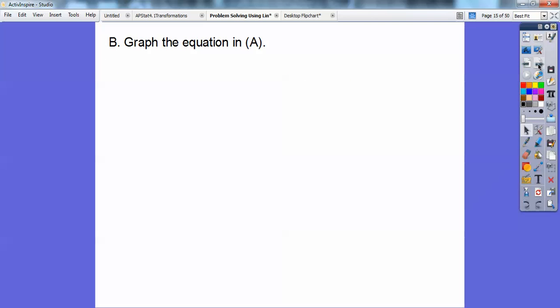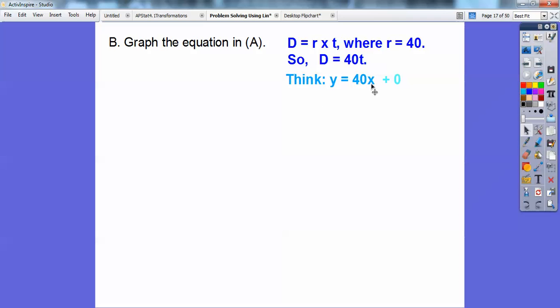All right, so this says graph the equation in A. Well, remember distance equals rate times time, where your rate is 40. So our equation is D equals 40t. Let's think of this as y equals 40x, so we can create x and y axes, because it does say graph. So y represents the distance and x represents the time right here. Okay, so here's my chart, and think of this, you guys. It's going through 0, 0, and then I use the slope. It's going to go up 40 over 1.